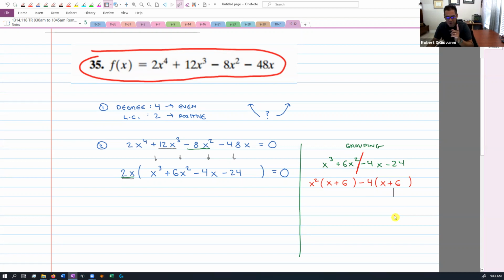The next step is the weird step. Once you've done this, and very important, if these 2 things match, which they do, your next line will be this. You will write down what matches, and then in a separate parenthesis, you will put the 2 things that were in front, x squared minus 4.